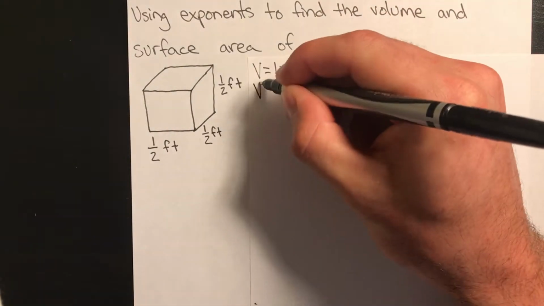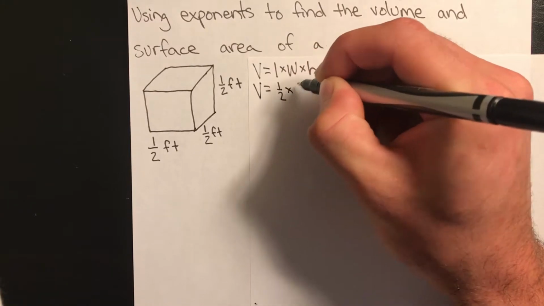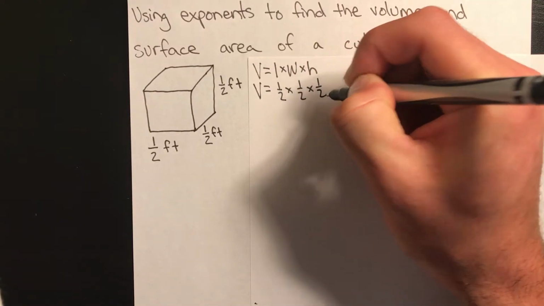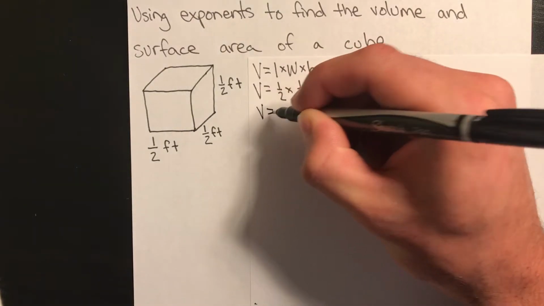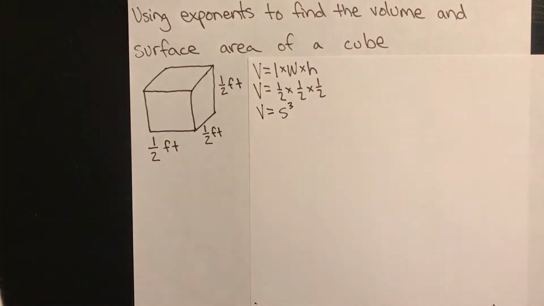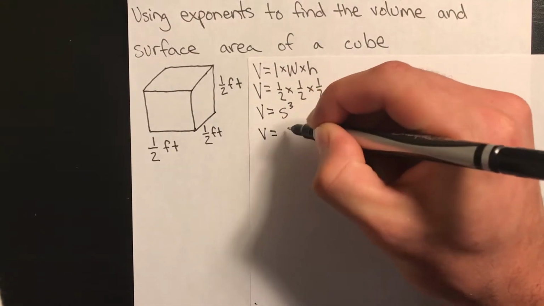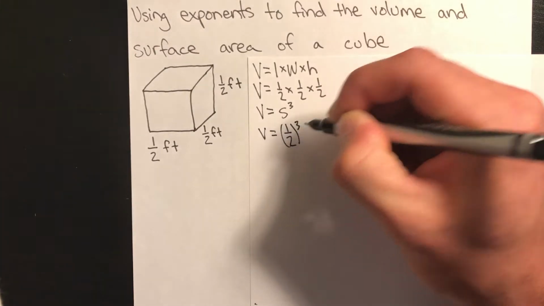So here we have volume equals 1/2 times 1/2 times 1/2. Now, using what we know about exponents and looking at this equation, how else can we write this formula? Also keep in mind that the sides of a cube are always going to be equal. We can write volume equals side cubed. Volume equals 1/2 cubed.